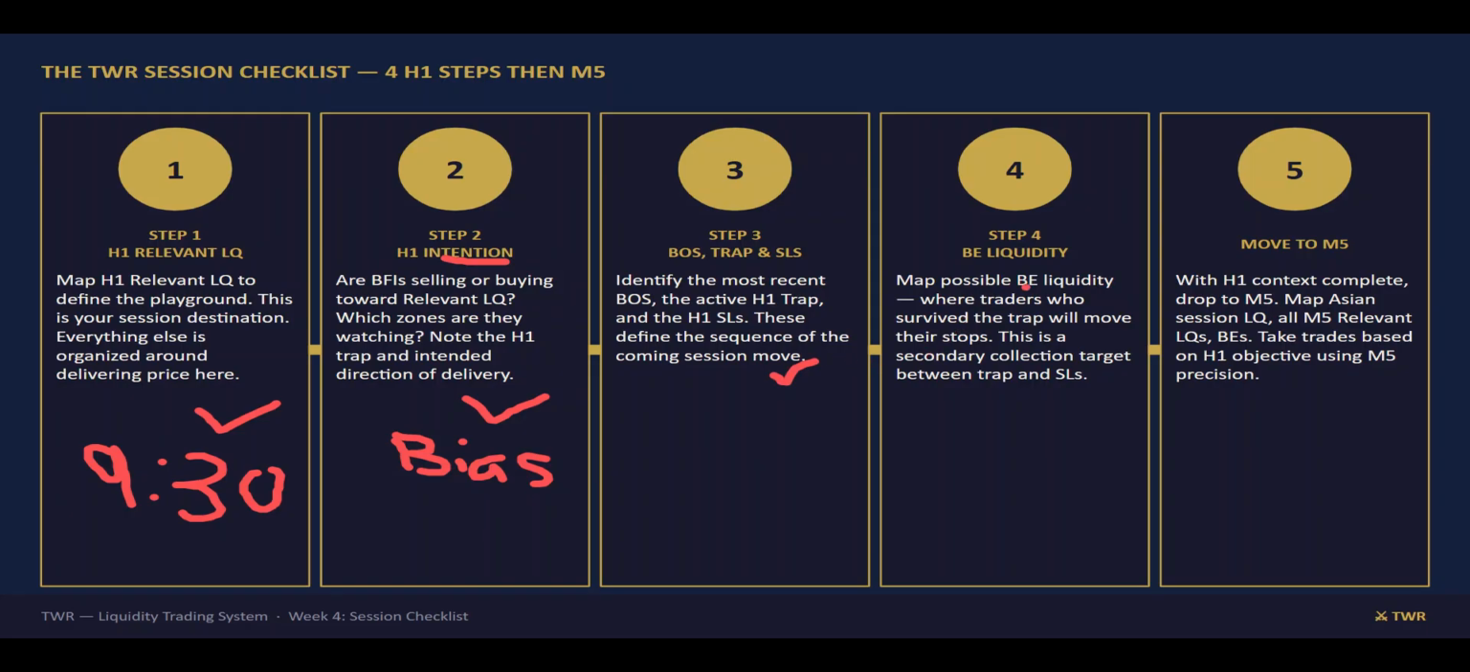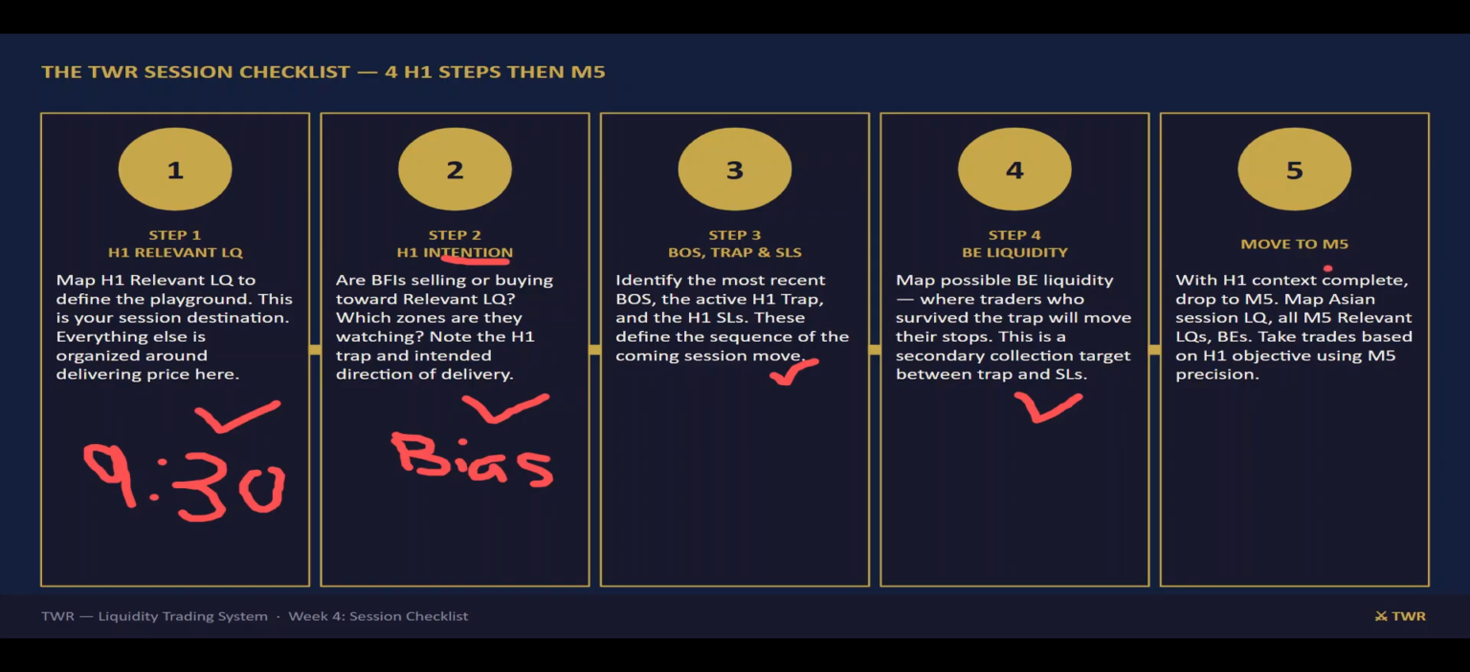Now, after identifying that, look at the break-even liquidities. Look at where most break-even positions are resting. Map possible break-even liquidity where traders who survive the trap will move their stops. These are secondary collection targets between traps and stop losses. Now, this is just the liquidity trading system, a snippet of it.